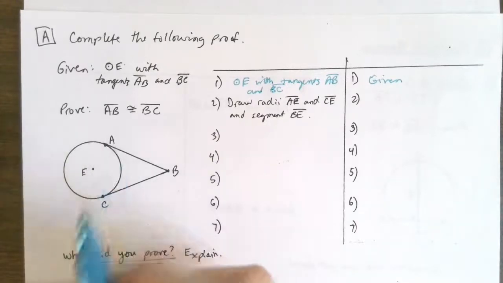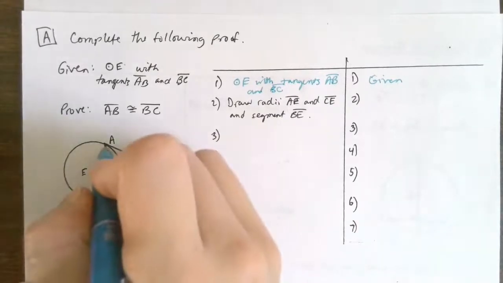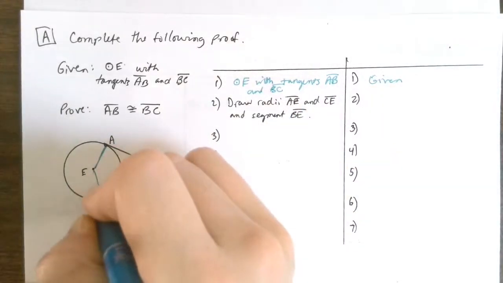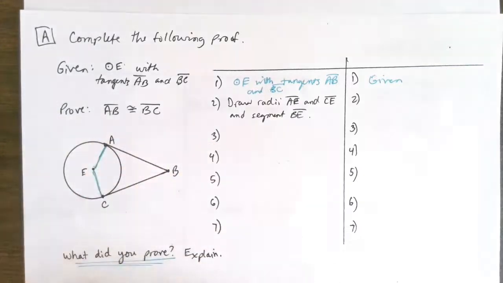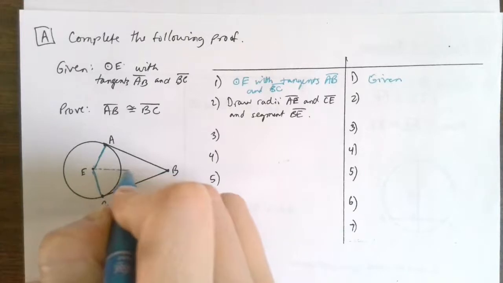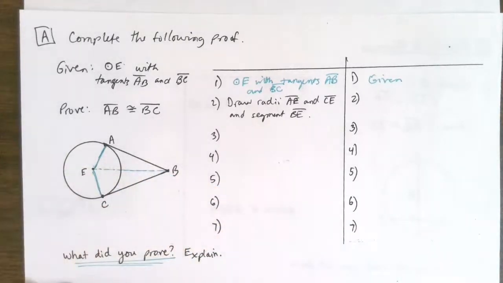And then step 2, we're being asked to draw in 2 things. So we're being asked to draw in actually 3 things. Segment AE and segment CE, radii. So I've got 2 radii in, and then segment BE. I'm going to put that kind of as a dotted line through the middle.